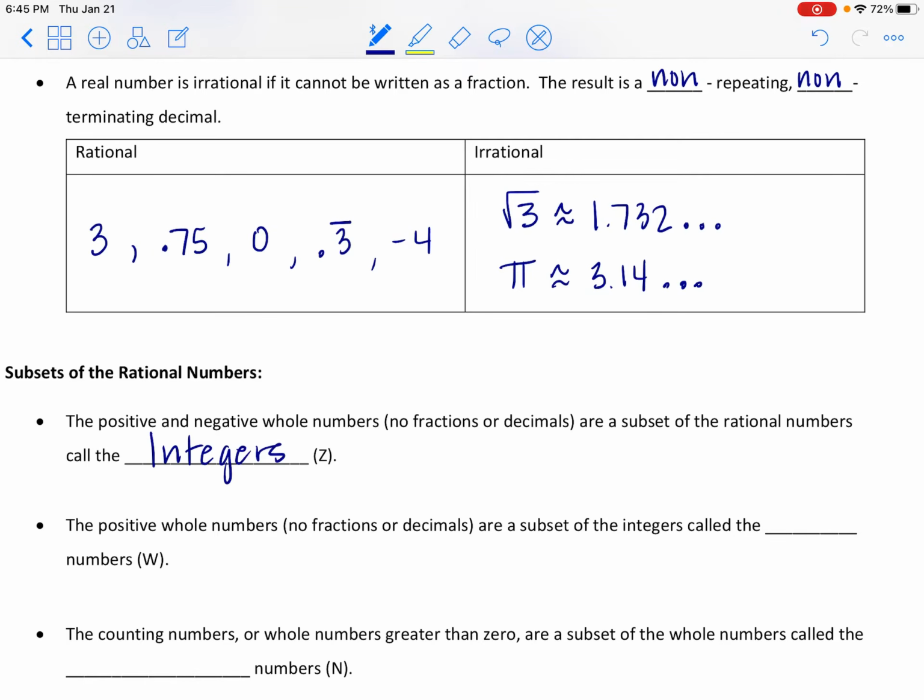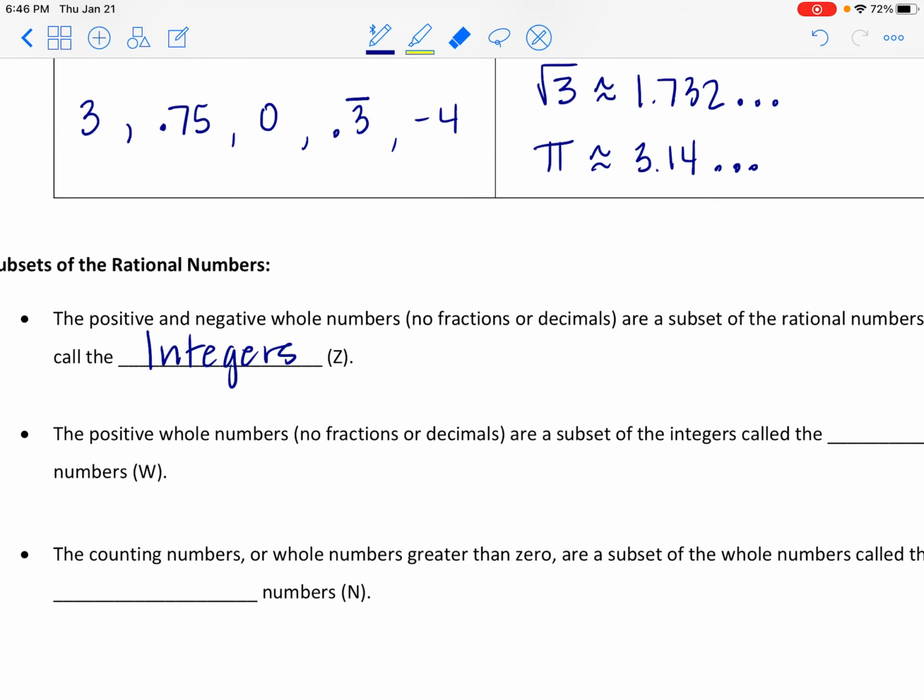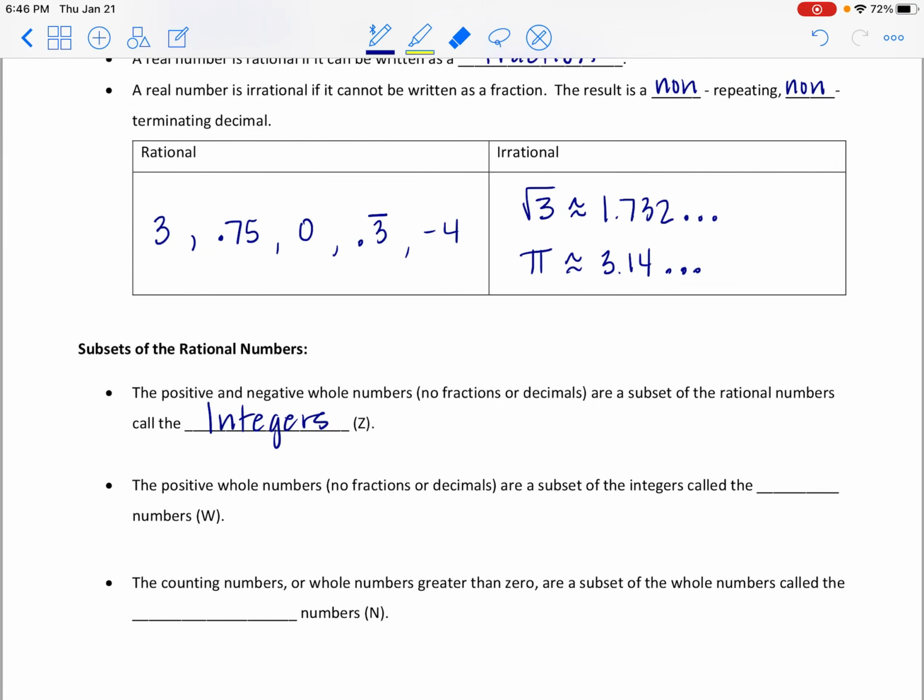And to abbreviate the integers, what do we get? Z. Well, we can't use I because we already used that for irrational, so the powers that be said, well, let's call it Z. Okay? Now, if we took the positive and negative whole numbers and we cut off the negatives, we just started at 0 and went from there, the positive whole numbers and 0, we actually call those whole numbers. So those are the whole numbers, and we can use a W to abbreviate that group.